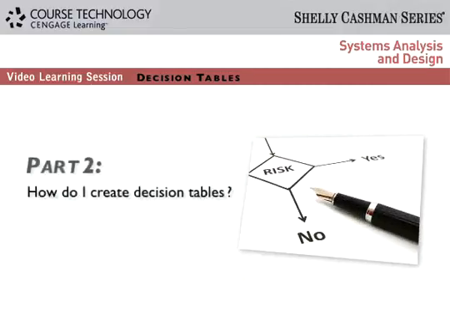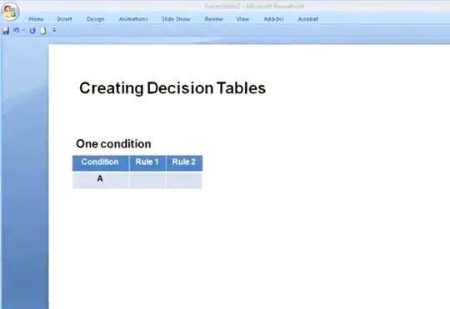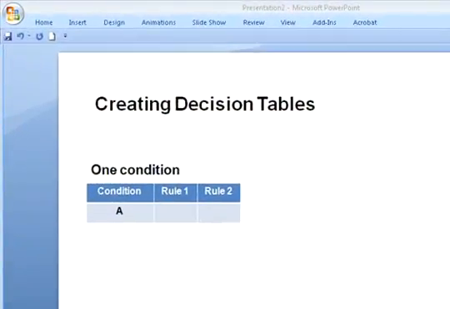In Part 2, we used Microsoft PowerPoint to create the tables, but you also could use Word or Excel or draw them freehand. If a table has a single condition, there are two possibilities, yes or no. Either condition A is present or it is not. So there are only two rules. Single conditions are simple, but when you create a multi-condition table, you can use a pattern to be sure that you show all possible combinations.